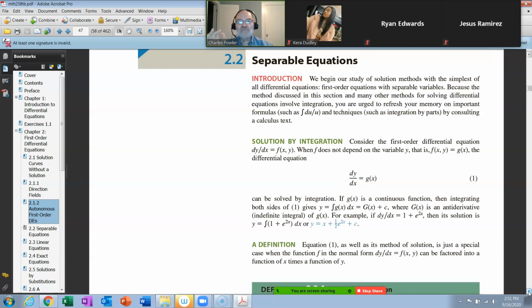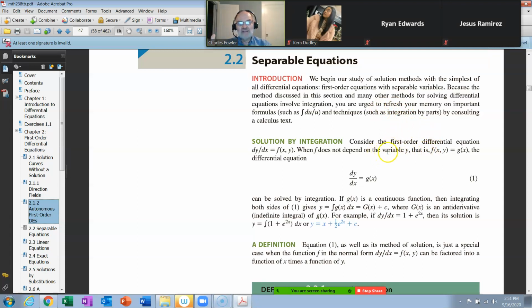The easiest ones to solve are these separable equations. We begin our study of solution methods with the simplest of all differential equations, first order equations with variables that you're able to separate one from another. When we say that, we mean in a multiplication or division sense. Because the method discussed in this section and many other methods involve integration, you're urged to refresh your memory on the important formulas in integration, like integration by parts.